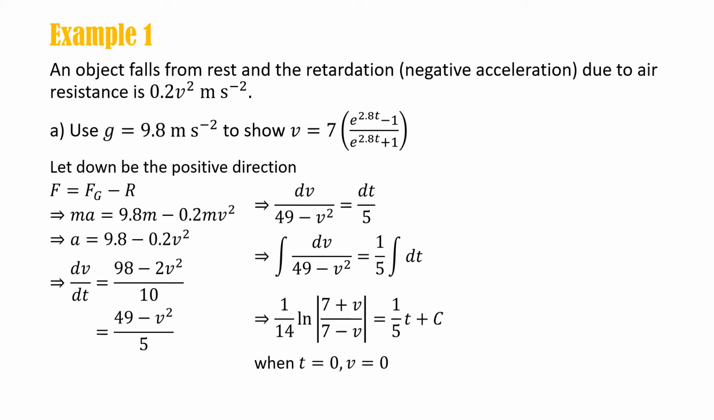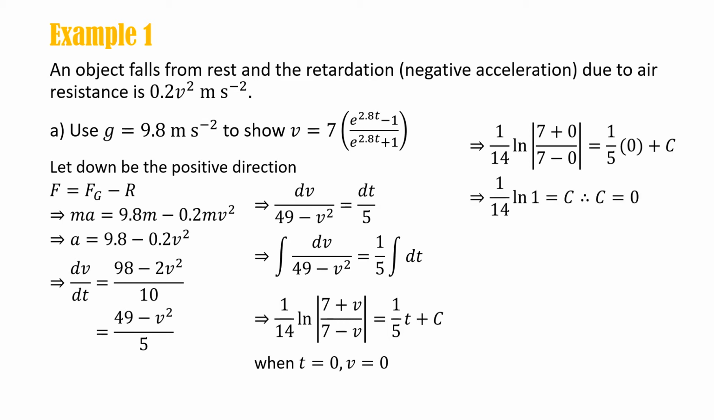So when t is 0, v is also 0. Substituting those in, we get 1/14 multiplied by the natural log of (7 plus 0) over (7 minus 0) is equal to 1/5 of 0 plus c. Well, 1/5 of 0 is just 0, so on the right-hand side we're going to have c. 7 plus 0 is 7, 7 minus 0 is also 7, so we have 7 over 7, that's the natural log of 1. And of course, the natural log of 1 is 0, so that means c must also be 0, which is handy. C just goes away, and we can rewrite our expression as such.